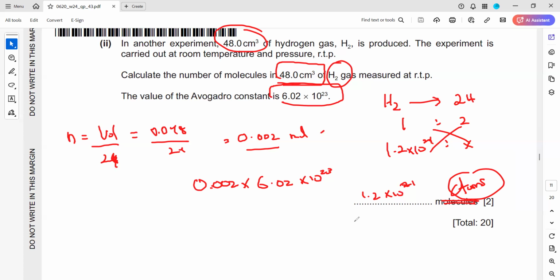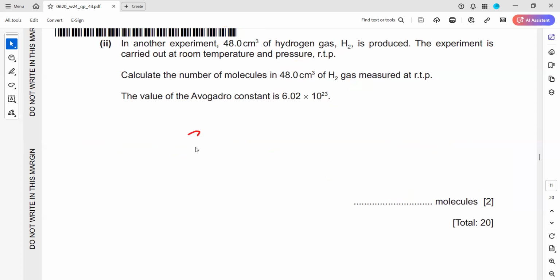Let's say you got the molecules of SO4 and they ask how many atoms are there. How many atoms are there? 5. So the ratio is 1:5. So the final answer will be multiplied by 5.